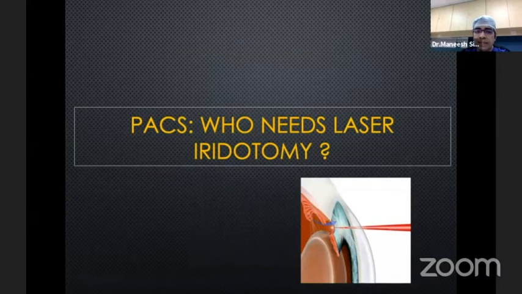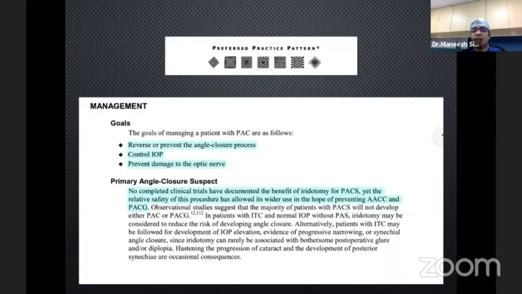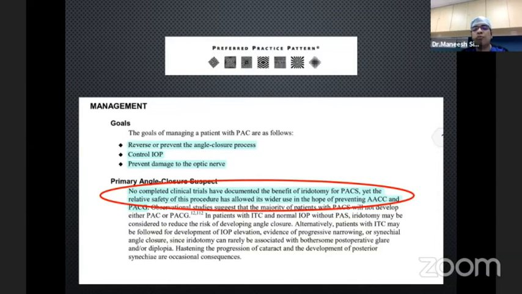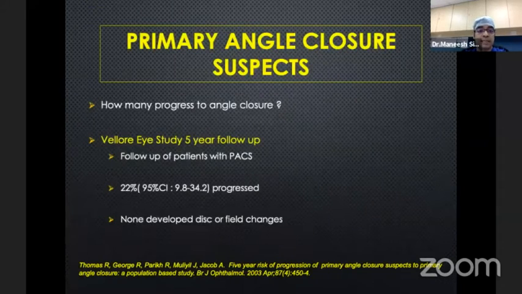But in case of PACS, whom to do iridotomy on is still not very clear. In fact, the Preferred Practice Pattern by the American Academy has highlighted that there are no completed trials to clearly classify or document the role of iridotomy in PACS. The Vellore study has shown that if you don't do iridotomy, only 22% of patients with PACS progress to PAC, and none of them actually developed glaucoma.